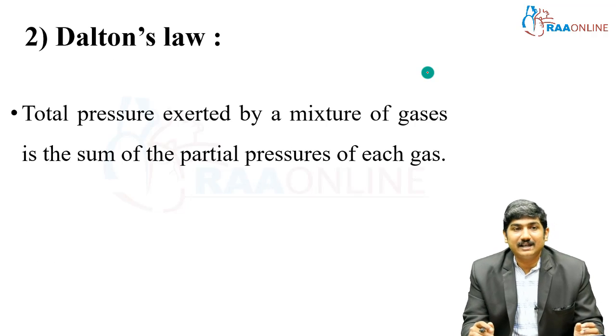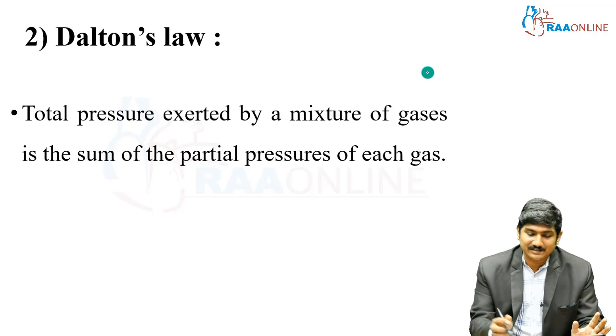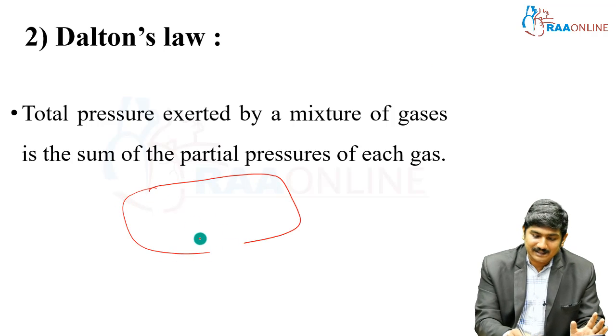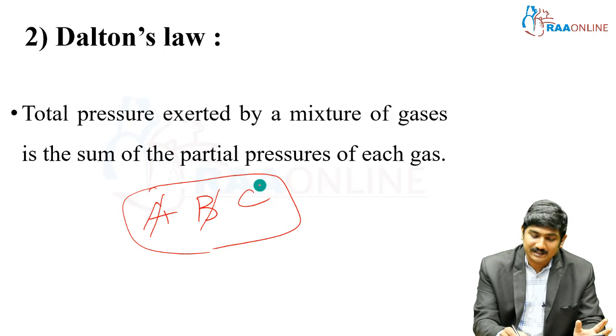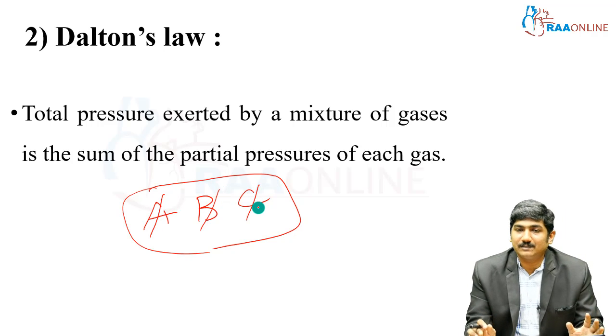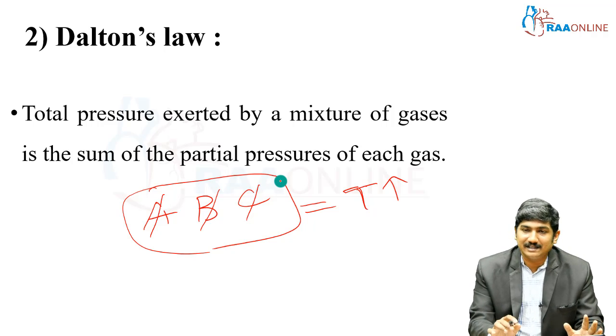Okay, so next is Dalton's law. This tells you that the total pressure exerted by a mixture of gases is the sum of the individual partial pressures of individual gases. For example, there is a composite of 3 gases: gas A, gas B, gas C. If the total pressure increases, it means that the individual pressure also increases. That's all it says. The total pressure exerted by a mixture of gases is the sum of partial pressures of each gas. If the total pressure increases, it simply means the pressure of A, B, C also increases. This is what it indirectly tells us.